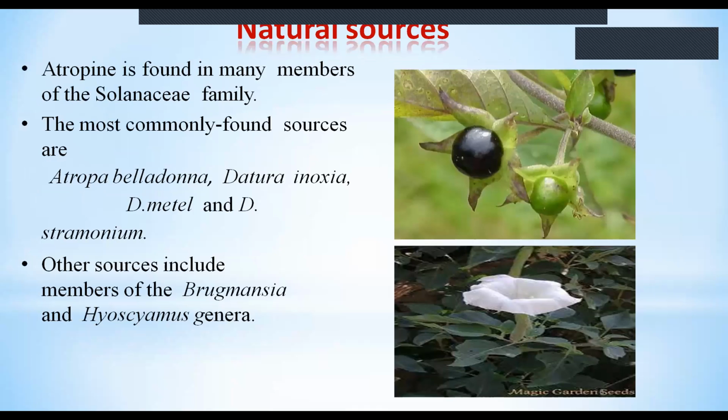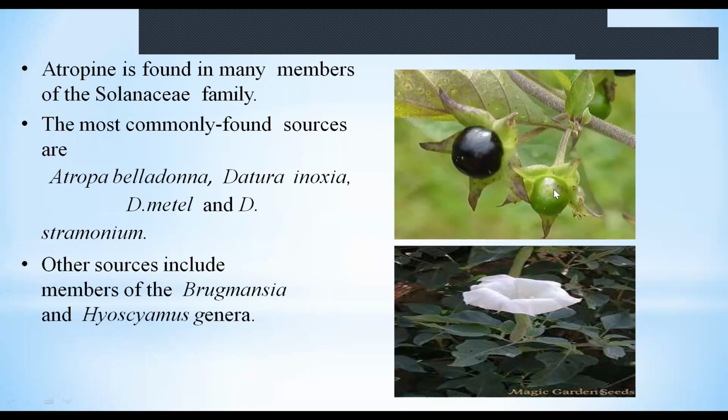The natural source of atropine is found in many members of the Solanaceae family. As already mentioned, the most commonly found source is Atropa belladonna, also known as deadly nightshade, and Datura inoxia, Datura metel, and Datura stramonium. All these are sources of atropine and congeners. Other sources include members of the Brugmansia and Hyoscyamus genera. On the right side you can see the berry of Atropa belladonna. Here also you can see, and this is the flower.